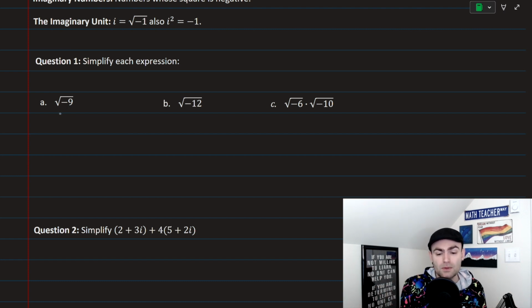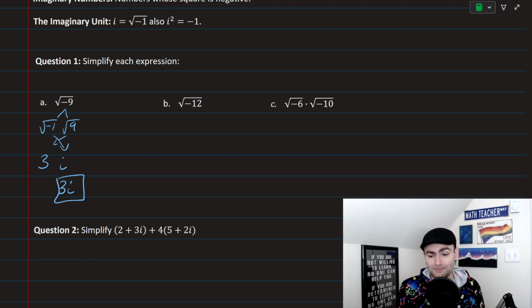So one radical here, I can split this into -1 and 9. The square root of 9 is 3, and the square root of -1 is i, so the answer here is just 3i. Not too bad.